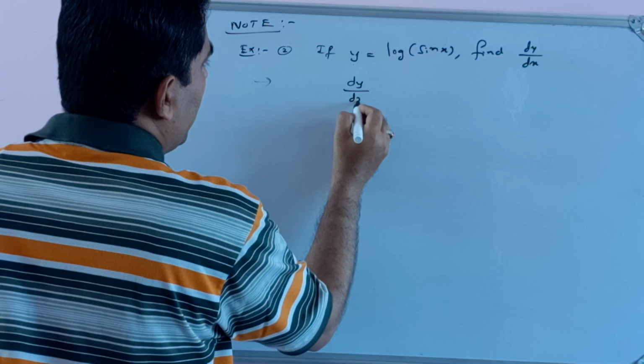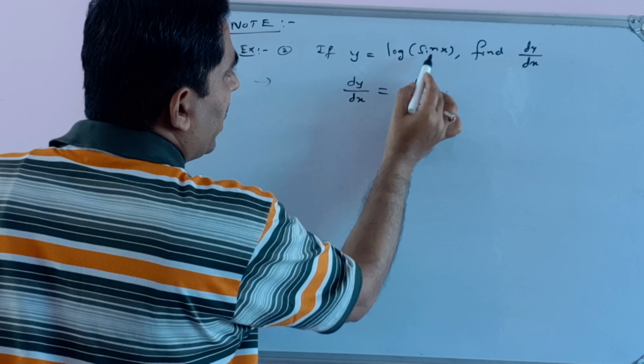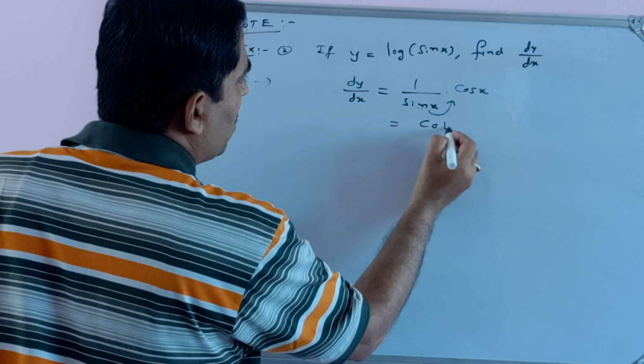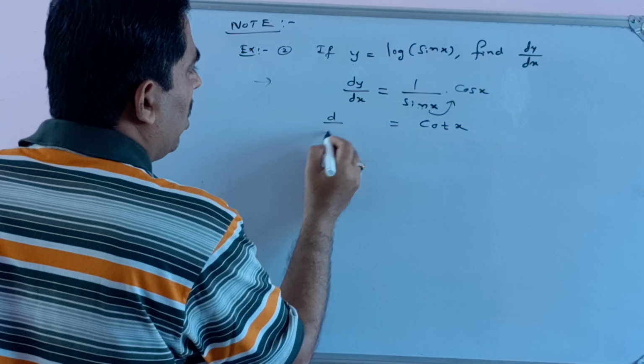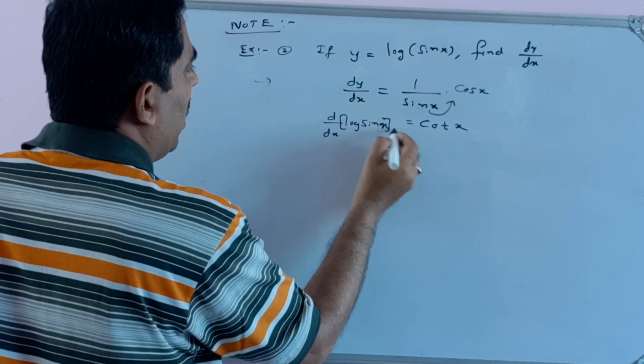So I will get dy by dx. Then on the right hand side also differentiate. The derivative of log x is 1 by x, that is, 1 by sin x, into the derivative of the inner quantity. The derivative of sin x is cos x. Then cos by sin is cot x. See, I got the derivative of log of sin x is cot x.